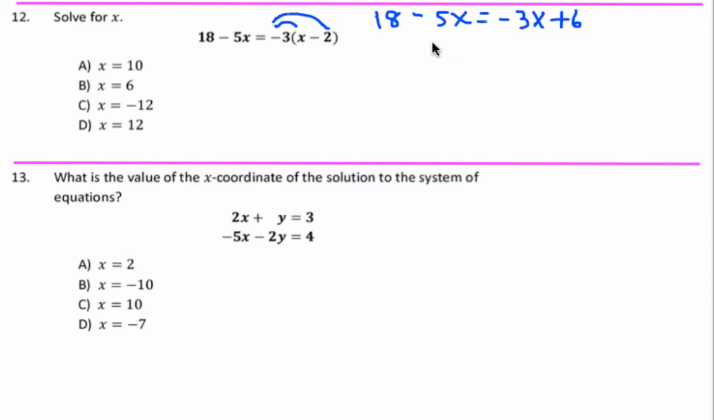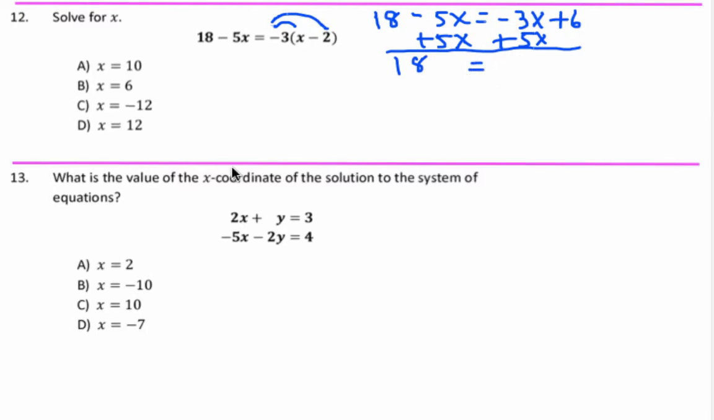Now we need to get the x's on one side and numbers on the other. Doesn't matter which side. I'm going to place the x's on the right side since that will make the x's positive, but you don't have to do it that way. You could put them on the left if you like. So I'll add 5x to both sides, and this gives us 18 equals negative 3x plus 5x. The positives went out by 2 plus 6.